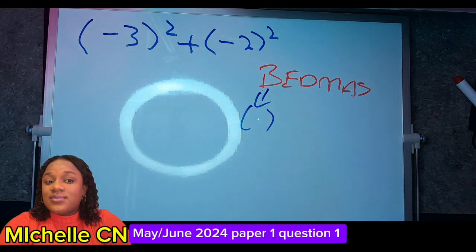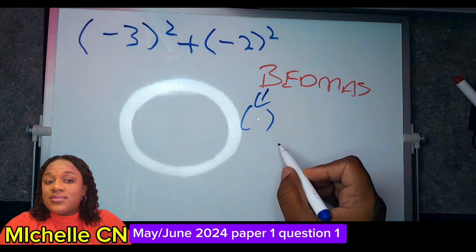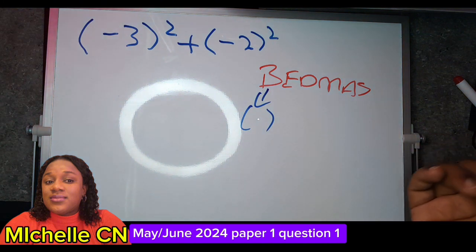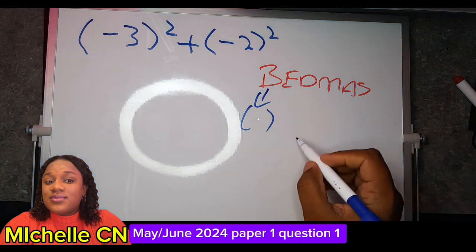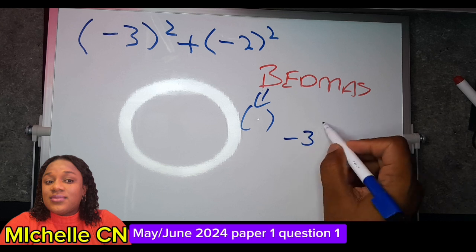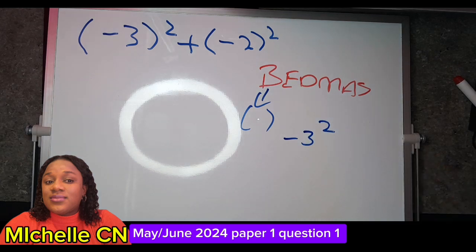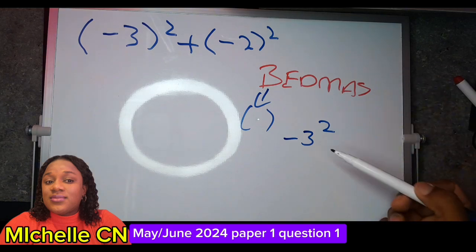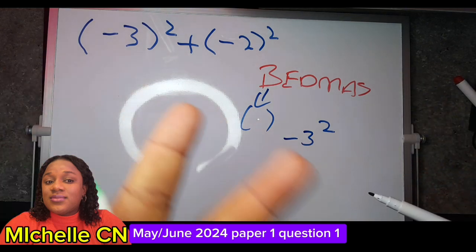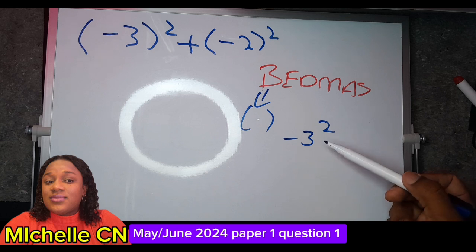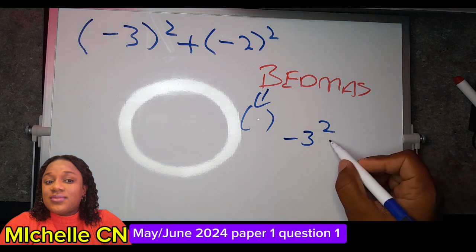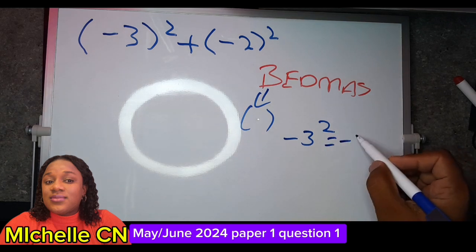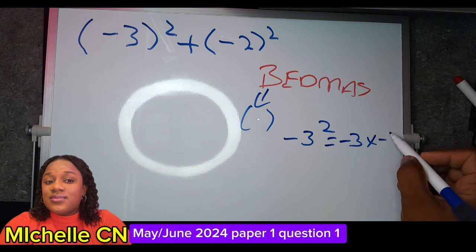So anything within a bracket must be solved first. So we have negative 3 in a bracket, so we could go on the side, use it as our working column, and we can say negative 3 squared. Now, some students make a mistake with this. Anything that has a power of 2, you have to write this number twice and multiply. So negative 3 squared is negative 3 multiplied by negative 3.